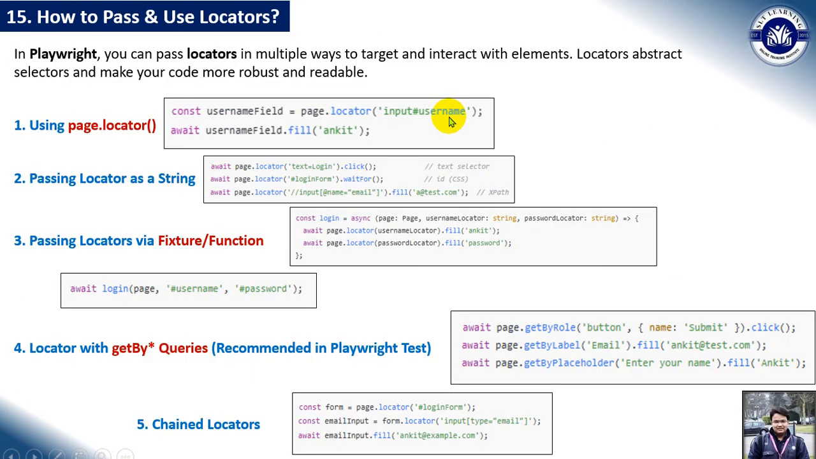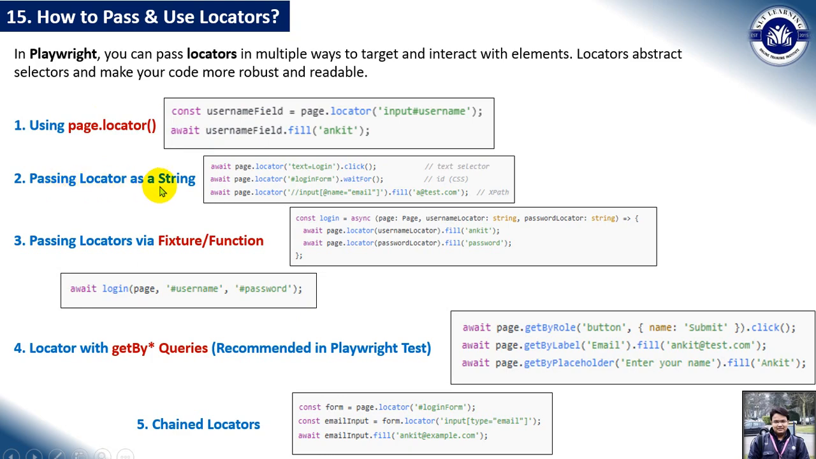So the next question says how to pass and use the locators, and this is very simple, but I thought it's good to include over here. So you can say page.locator. You see over here, constant username field page.locator, and this is the locator. This could be the XPath or CSS selector, any of them. And then await username field, then fill Ankit. So you are going to type in that particular input box the name Ankit. Okay, so this is how you can use the locators.